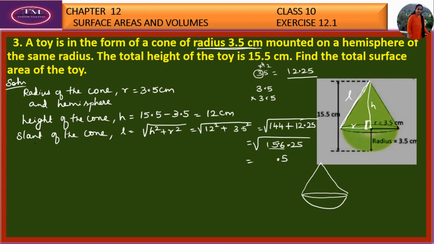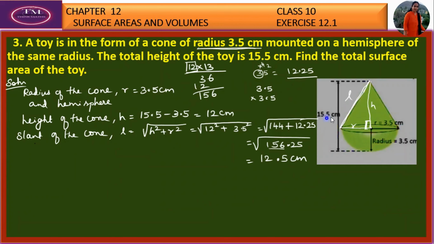Now as it ends with 6, let me take first 13 into 12. So 2 3s are 6, 1 3s and 12 ones are 2. So we will be getting 156. So now take the smallest number, so it is 12.5 centimeter. So slant height of the cone is 12.5 centimeter. Okay children, do you understand?